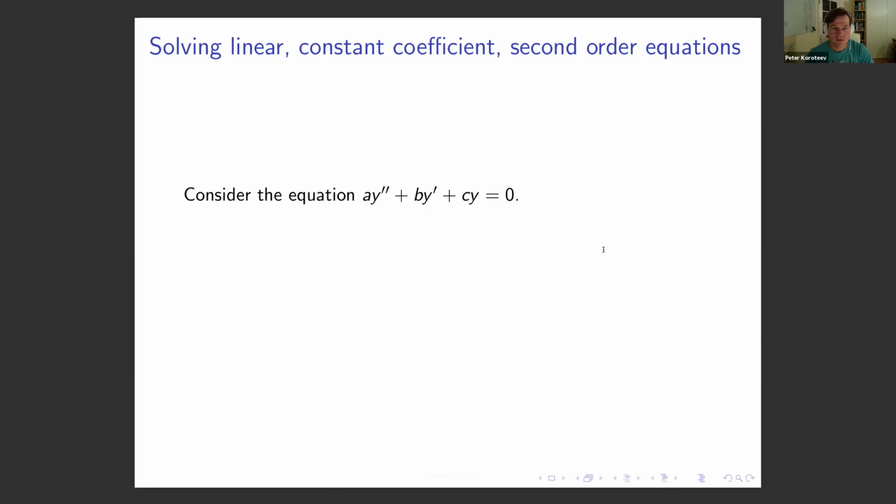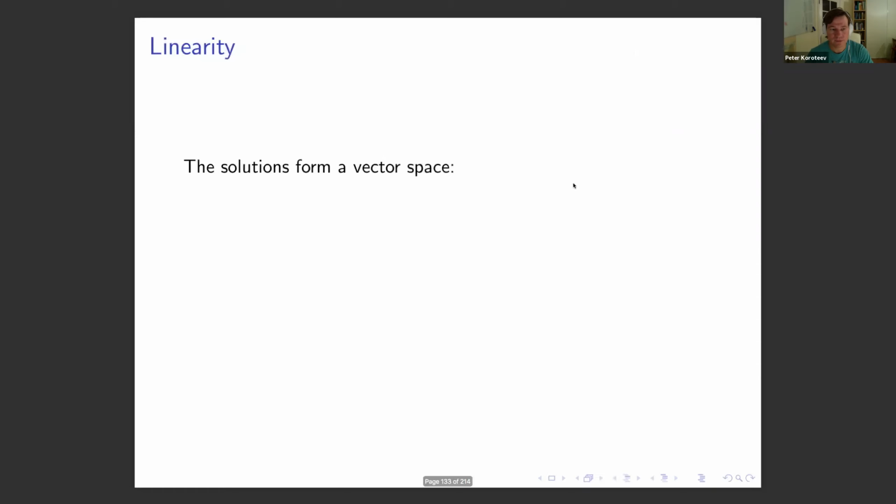Okay, so now let's talk a bit more about the solutions. Consider the equation a y double prime plus b y prime plus c y is equal to 0. What can we say about the space of solutions before trying to find any? One of the solutions, for example, is y equal to 0. You can see that it satisfies this equation. Remember, so far we're talking about homogeneous equations. There's 0 on the right.